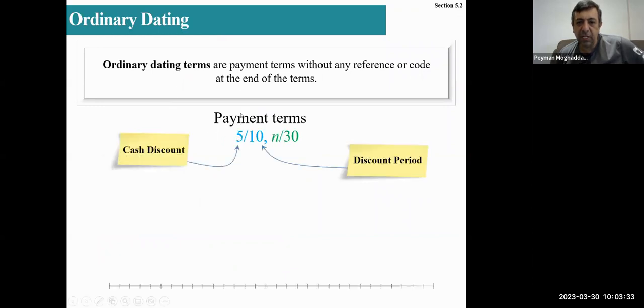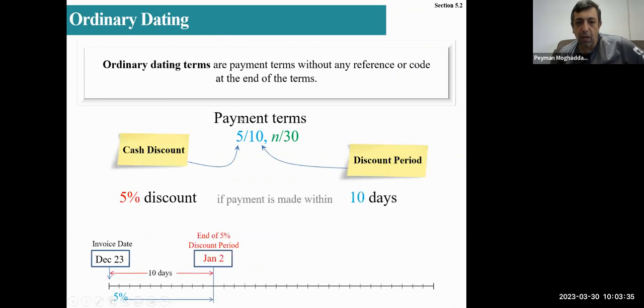So an example, for example, here is ordinary dating basically like this. So how do you calculate that? Okay, so right now we have a payment term which is like that, 5/10 and over 30. Okay, so we basically want to know, and the invoice date is December 23rd, which dates these are. So 10 and 30, we want to know which dates they are.